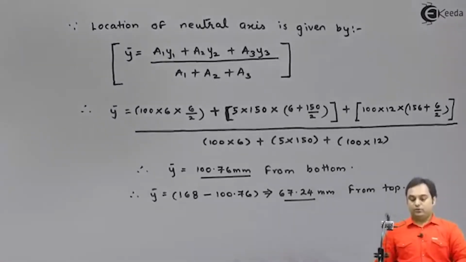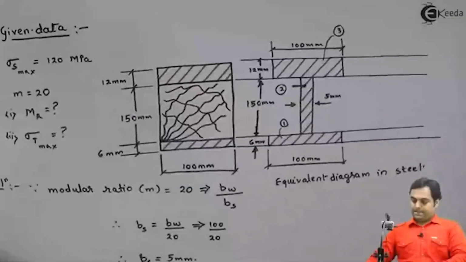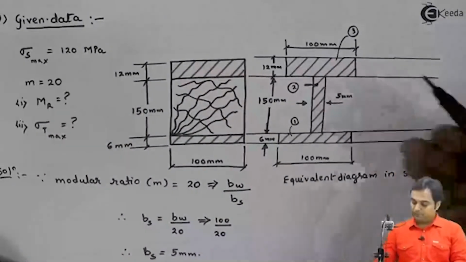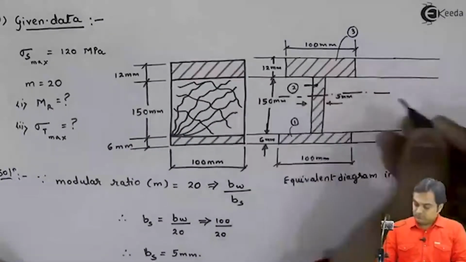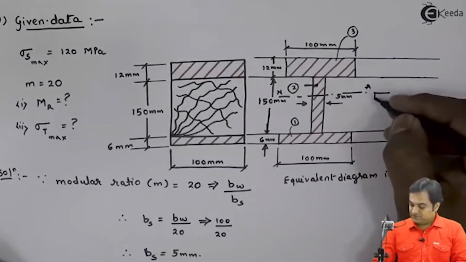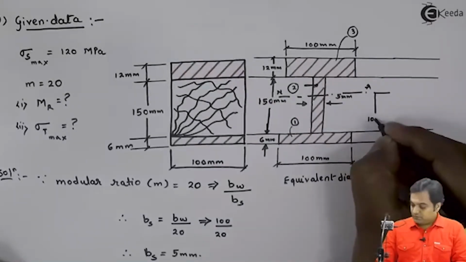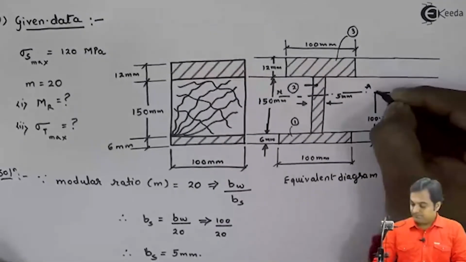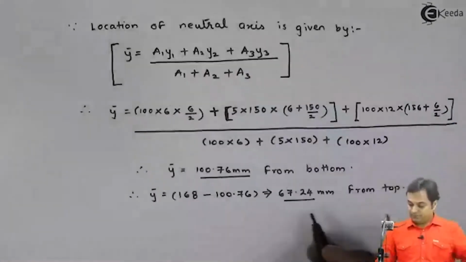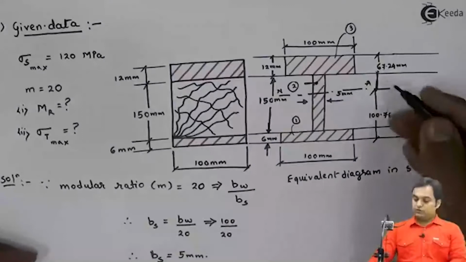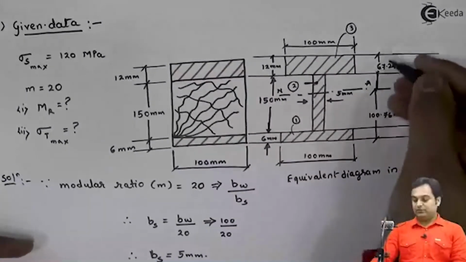So now I have the location of neutral axis, which I can show on the diagram. 100.76 mm from bottom. This is my neutral axis. The distance is 100.76 mm from bottom. From the top, it is 67.24 mm. So I have the location of neutral axis from bottom and top.